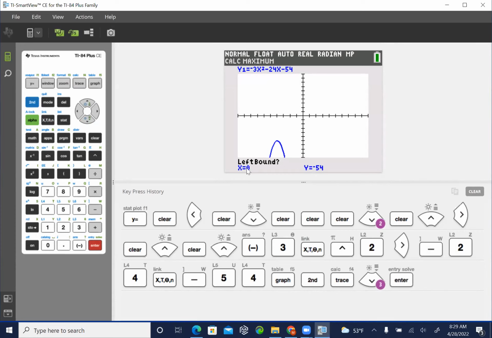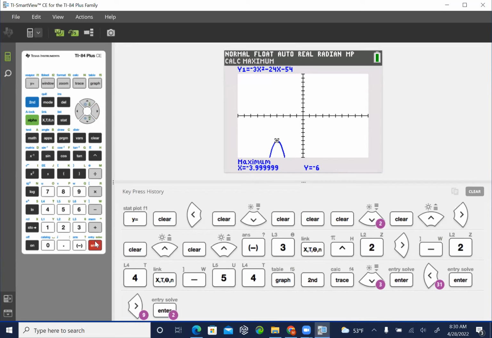It's telling me my cursor is at 0, which would be way over here. So I need to use my arrows and arrow back and get to that place where I can see my cursor. So there it is. Now it's to the left of my maximum. I'm going to hit enter. I'm going to go across and over, and I'm going to hit enter again.